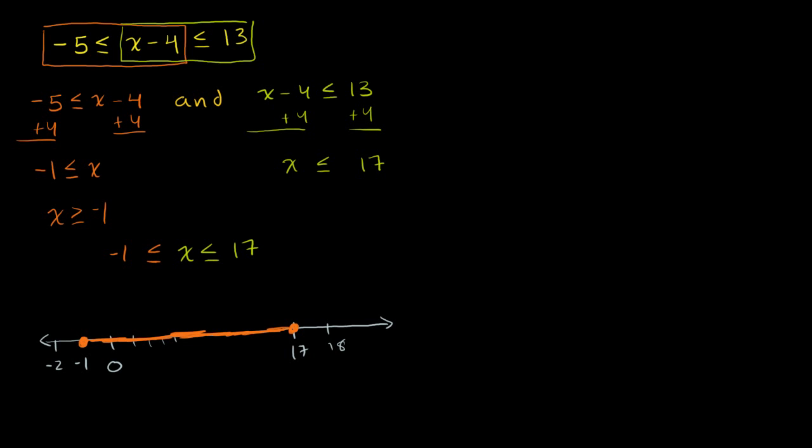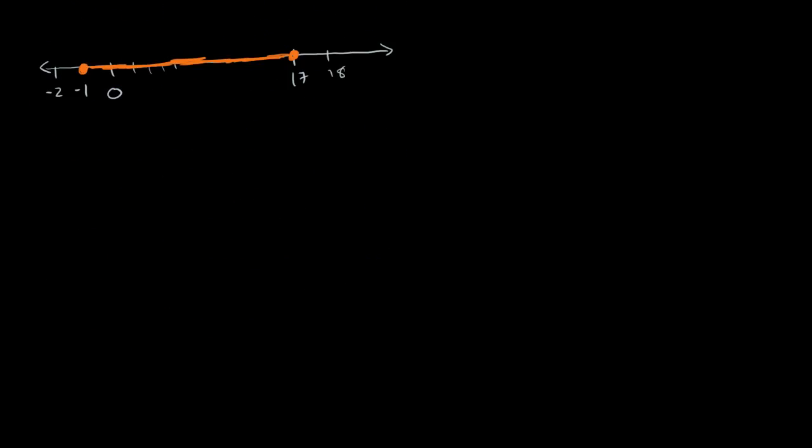And if we wanted to write it in interval notation, it would be x is between -1 and 17. And it can also equal -1, so we put a bracket. And it can also equal 17. So this is the interval notation for this compound inequality right there. Let's do another one. Let me get a good problem here.